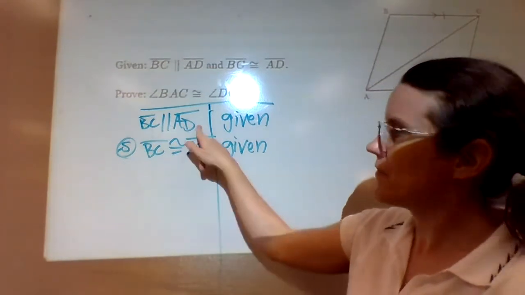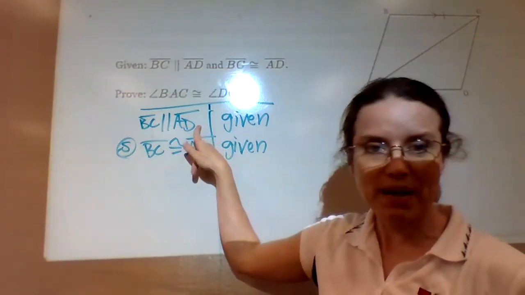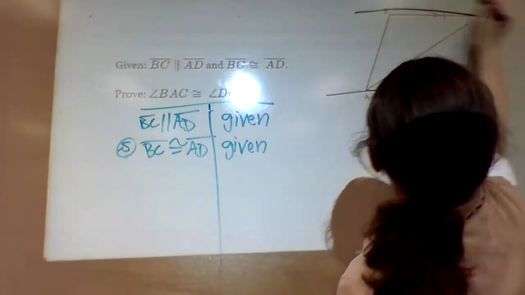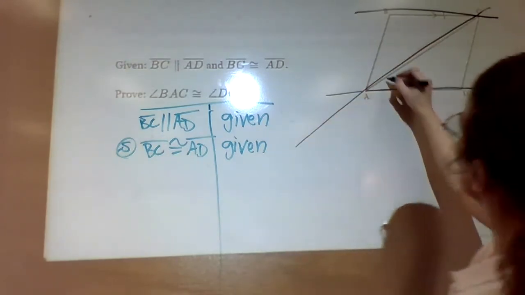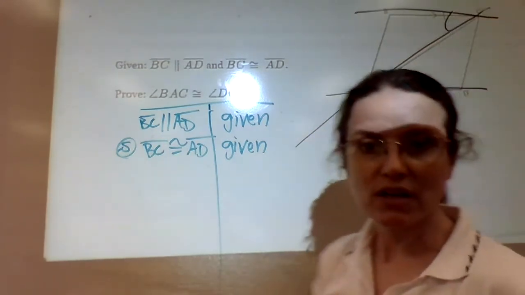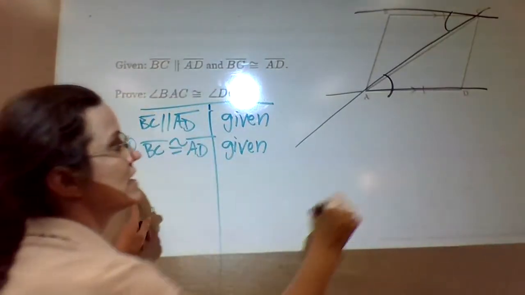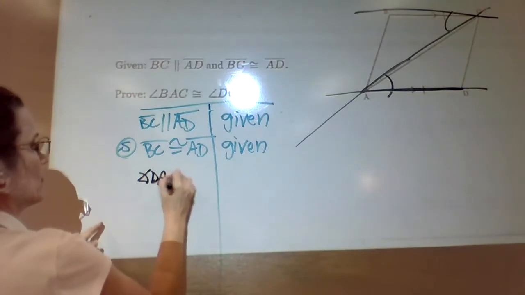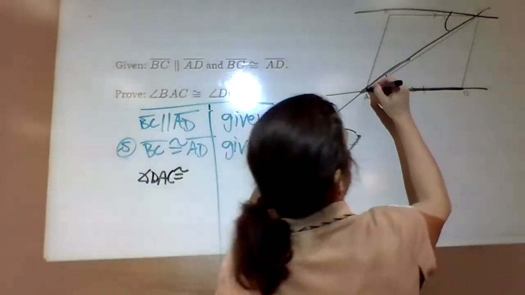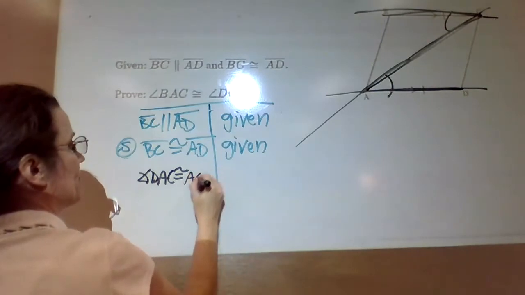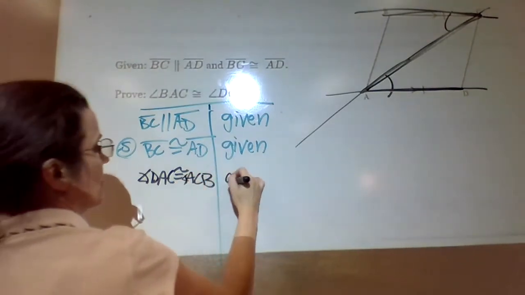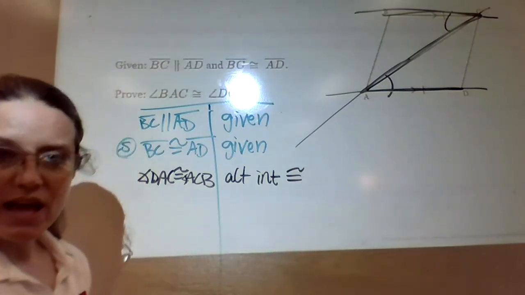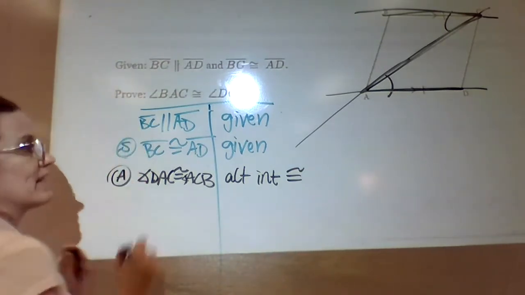So I'm going to focus on these parallels they told me. They gave this to me for a reason. If I know they're parallel, then I know that when they're cut by a transversal, these alternate interior angles are going to be congruent. So I can come over here and say that angle DAC is going to be congruent to angle ACB. And that's because they are alternate interior angles on parallel lines, and those will be congruent. So now I have a set of angles congruent.